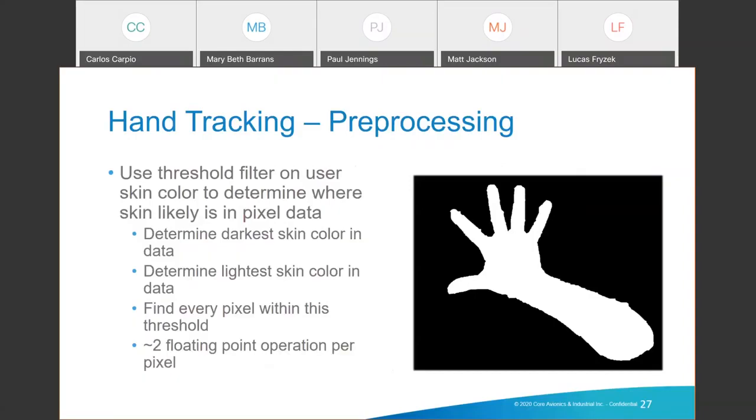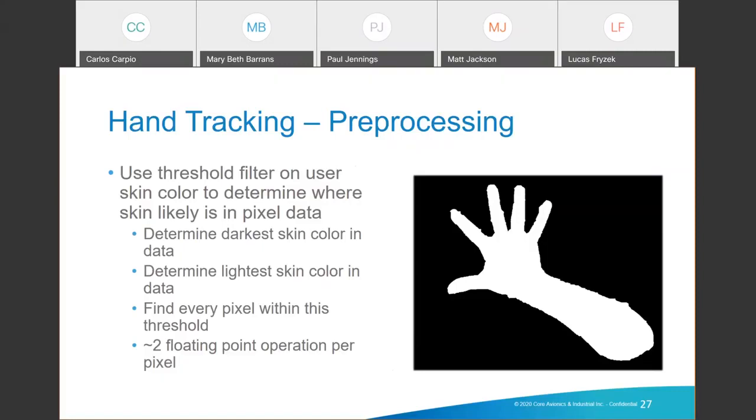In our pre-processing steps, one of the first things we'll want to do to filter our image is determine where skin is in the image. Most people's hands are covered in skin, and that's a pretty good place to start to determine where the hand is in the sensor data. A simple algorithm to determine this is to take the darkest skin color in the image and the lightest skin color in the image and use a filter to find every value that is in between these two ranges.